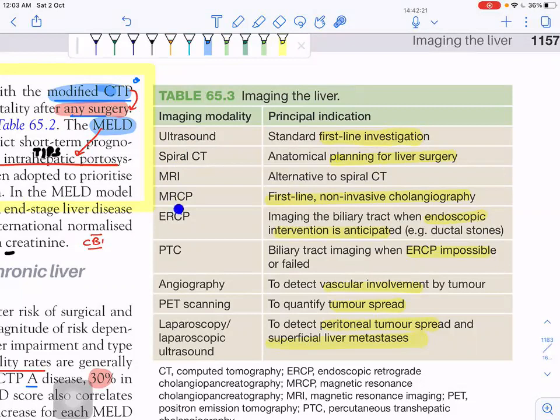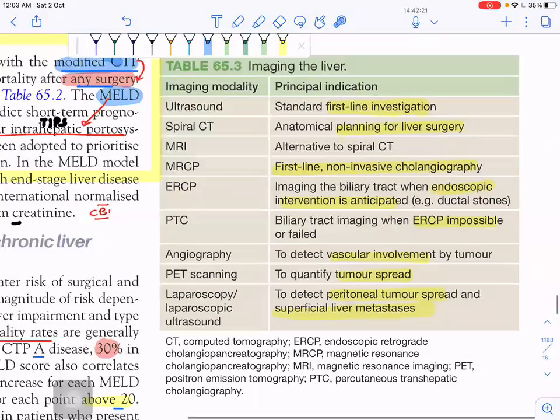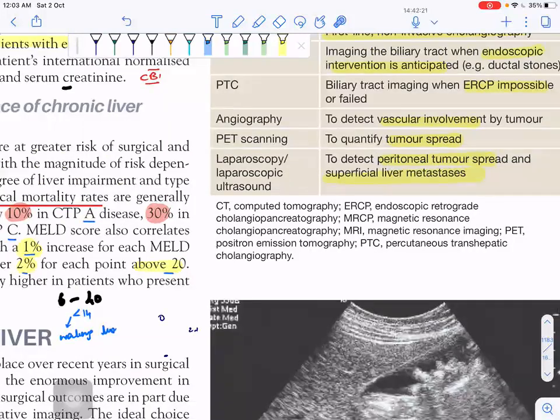The next is first-line non-invasive cholangiography. Directly they will ask, it is MRCP. Then ERCP is for when endoscopic intervention is anticipated. When ERCP is not possible or fails, you can go for biliary tract imaging using PTC. So this is the order: MRCP, ERCP, PTC. Vascular involvement is assessed by CT angiography and tumor spread by PET scanning. Laparoscopy detects peritoneal tumor spread, and for superficial liver mets you use laparoscopic ultrasound.